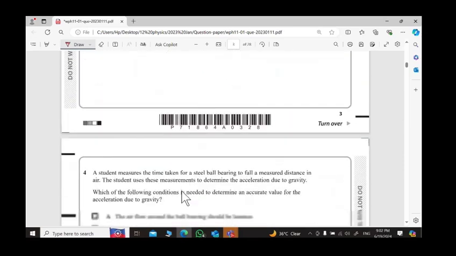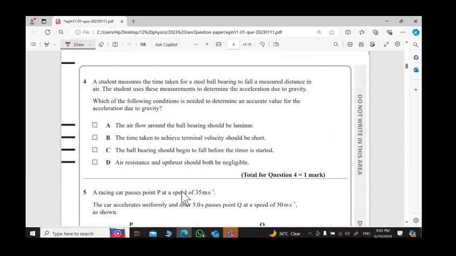Now we have another question: a student measures the time taken for a steel ball bearing to fall a measured distance in the air. The student uses these measurements to determine the acceleration due to gravity. Which of the following conditions is needed to determine an accurate value for the acceleration due to gravity? And this is the steel ball.